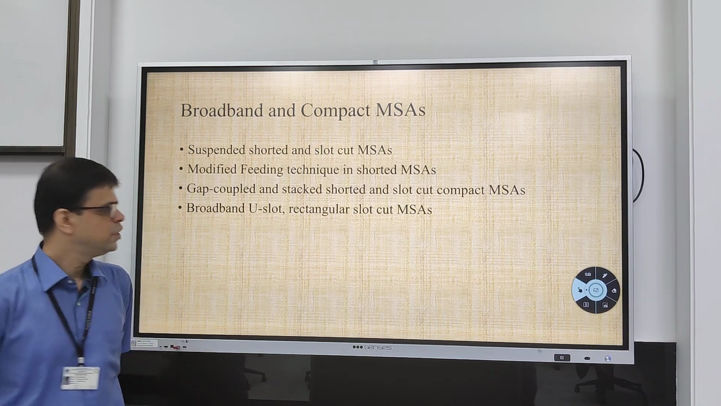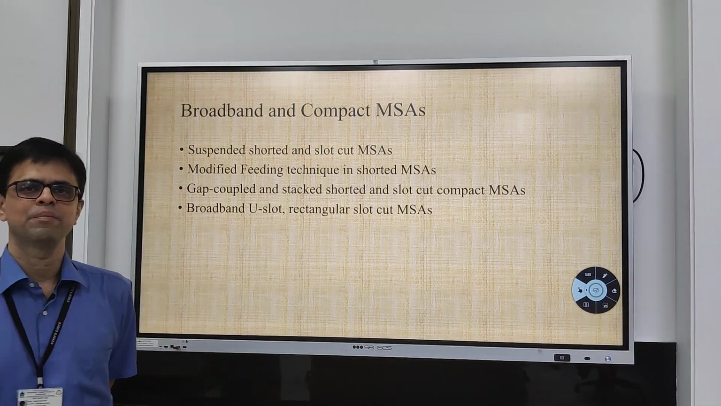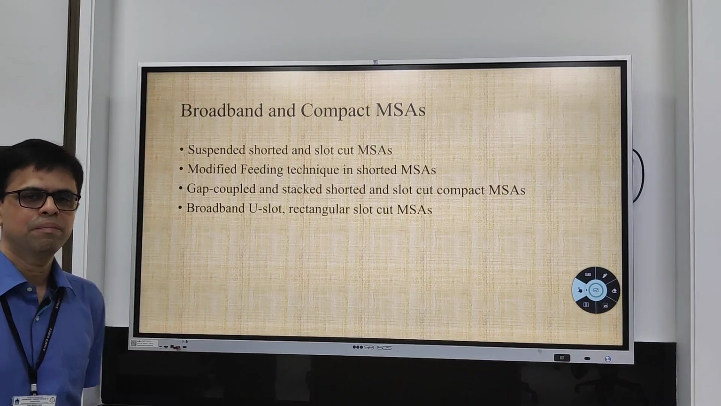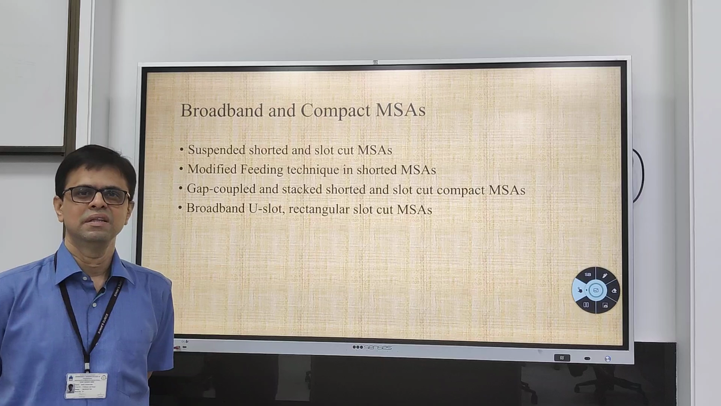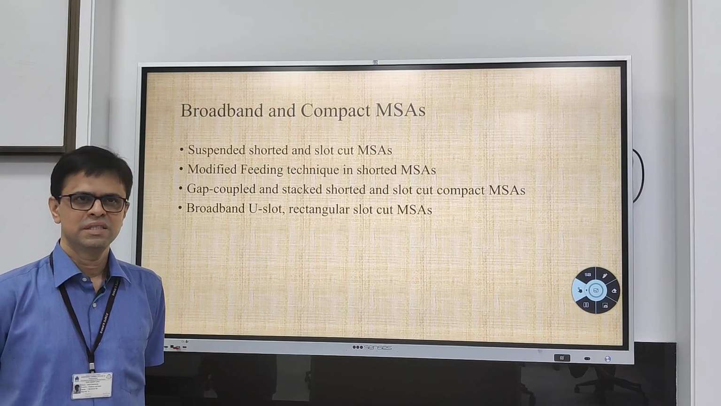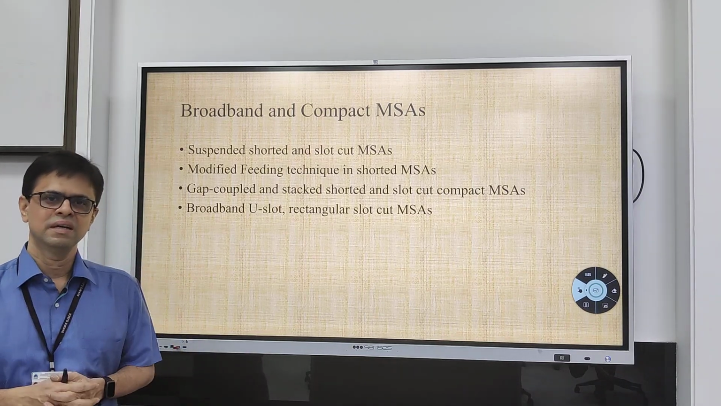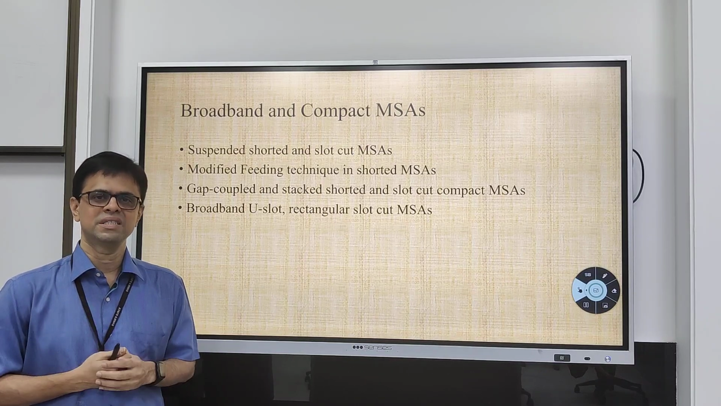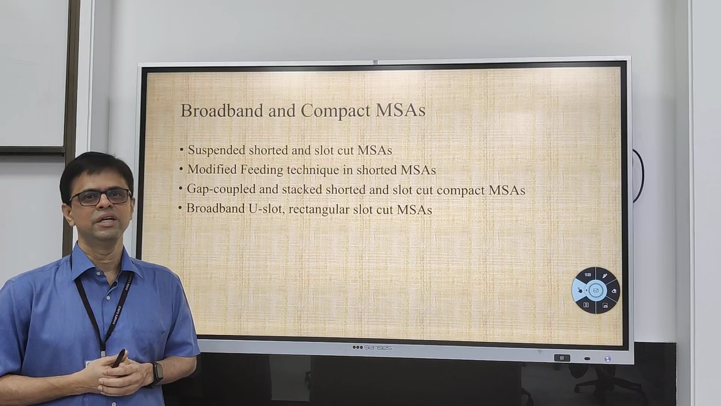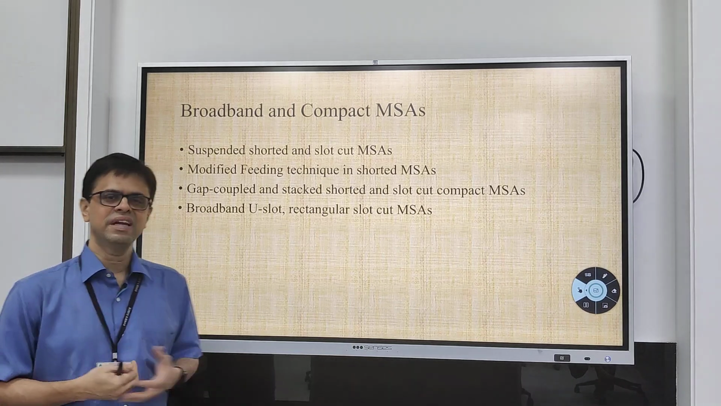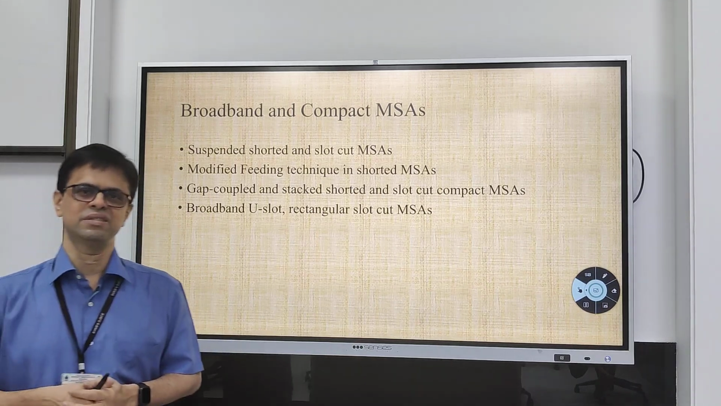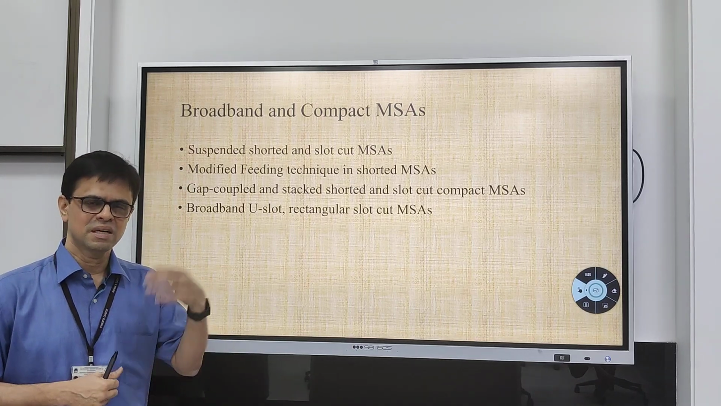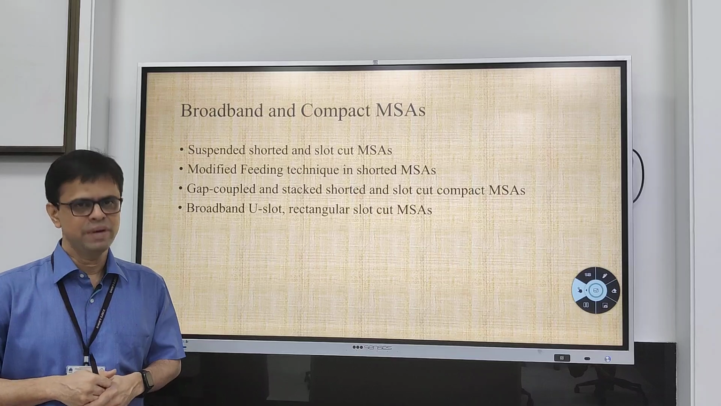Welcome back. Today we are going to do the last topic of the compact microstrip antenna design, that is broadband and compact MSA. As we have seen in the earlier lectures, there is a problem with respect to the compact antenna. Rather, the demerits are the lower bandwidth, the perturbed or disturbed radiation pattern, and the reduced gain. By employing different techniques of wideband configurations, here we are going to increase the bandwidth of the MSA. In some cases, even the gain will be enhanced.